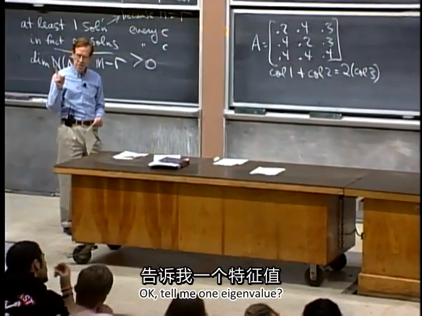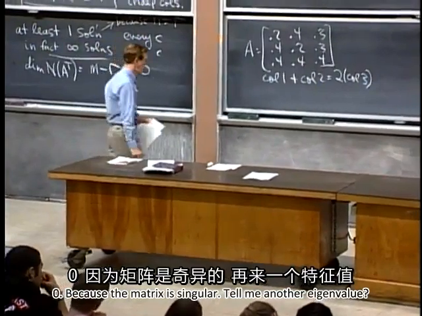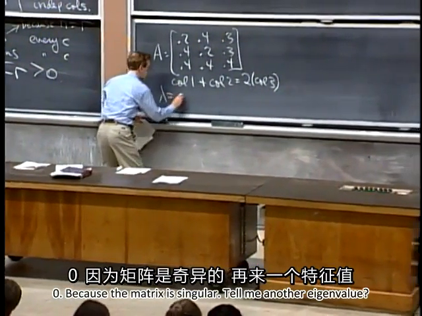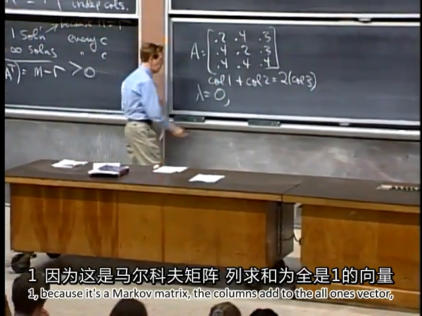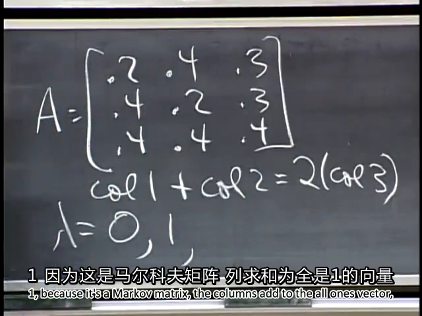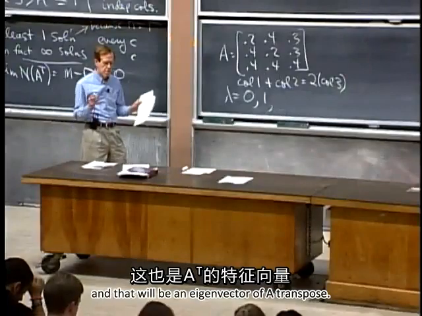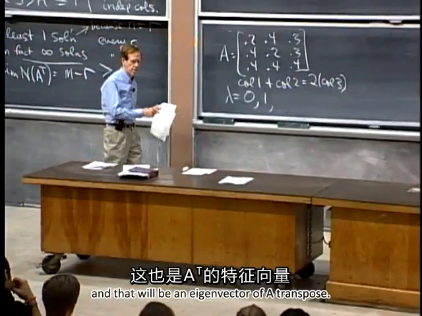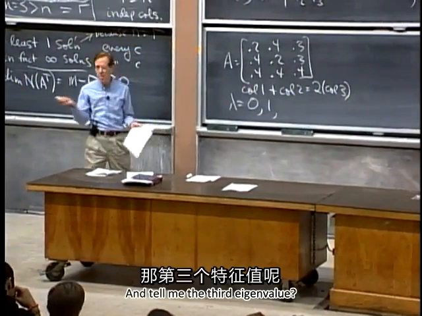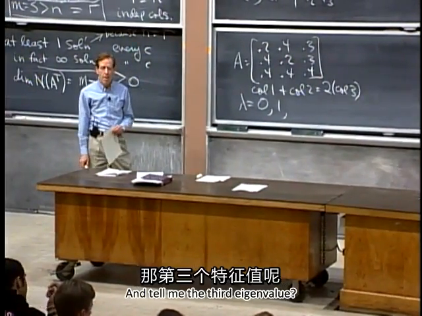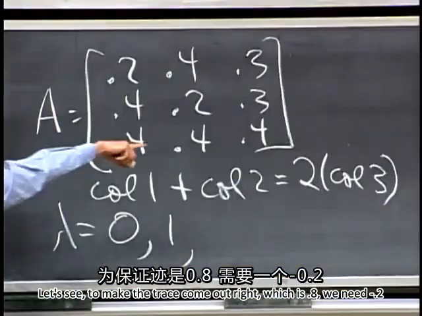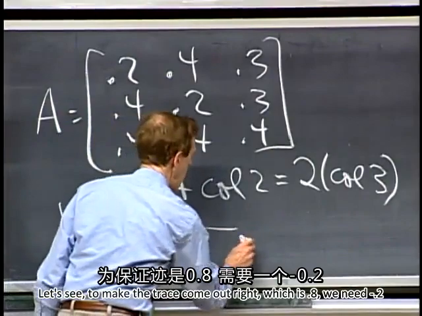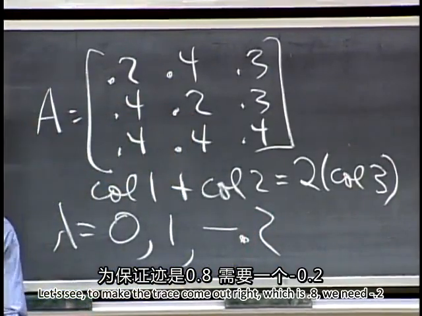Okay, tell me one eigenvalue. 0, because the matrix is singular. Tell me another eigenvalue. 1, because it's a Markov matrix. The columns add to the all ones vector, and that will be an eigenvector of A transpose. And tell me the third eigenvalue. Let's see, to make the trace come out right, which is 0.8, we need minus 0.2.